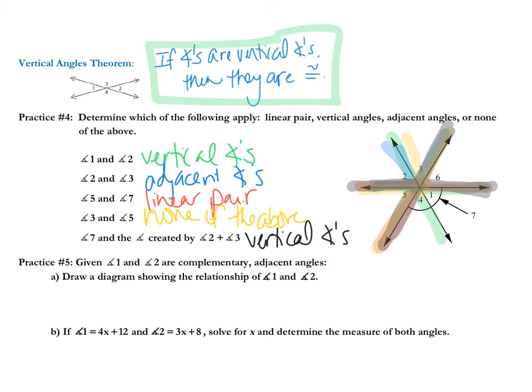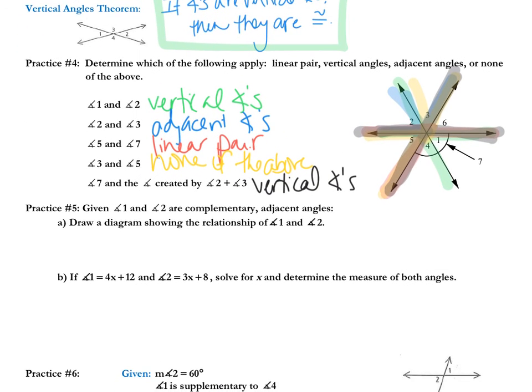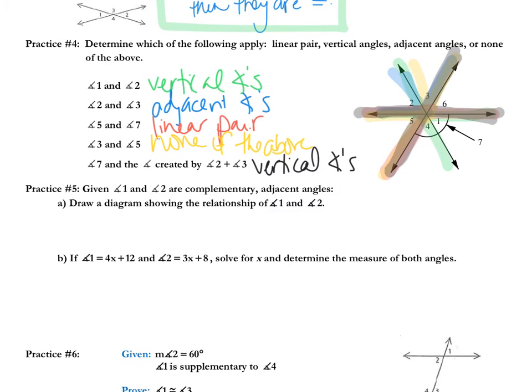All right, so it says, given angles 1 and 2 are complementary adjacent angles, draw the diagram of angle 1 and 2. So first, let's draw a diagram. Complementary means 90 degrees. It doesn't say that they're congruent, okay? It just says that they are complementary. So angle 1, angle 2, and I'm going to mark that this is 90 degrees. So if angle 1 is 4x plus 12, and angle 2 is 3x plus 8, solve for x and find the measure of both angles.